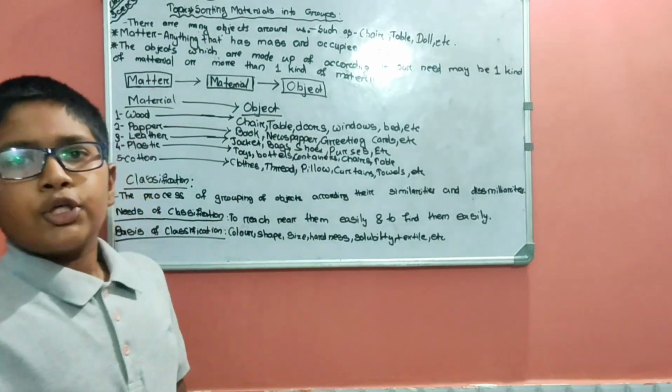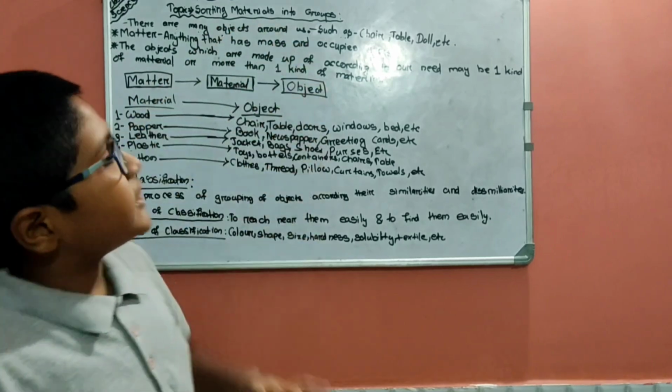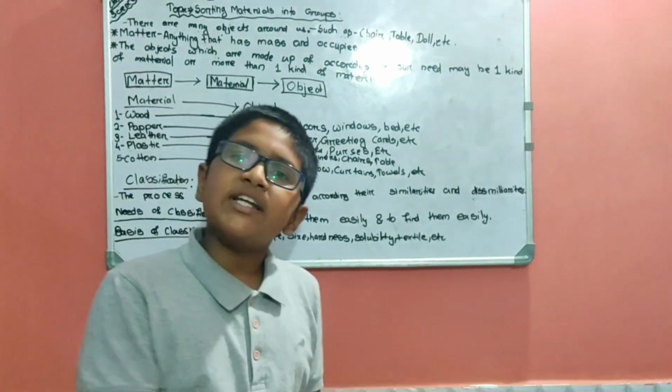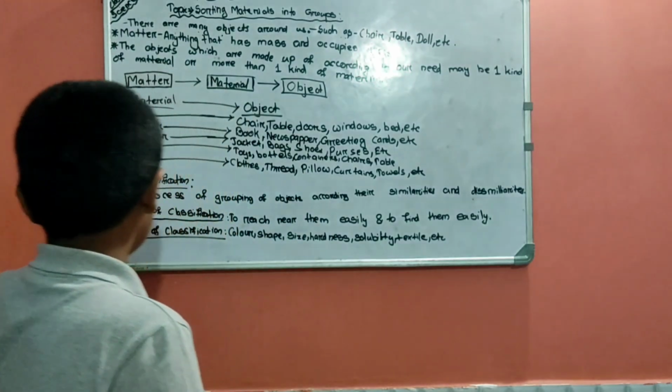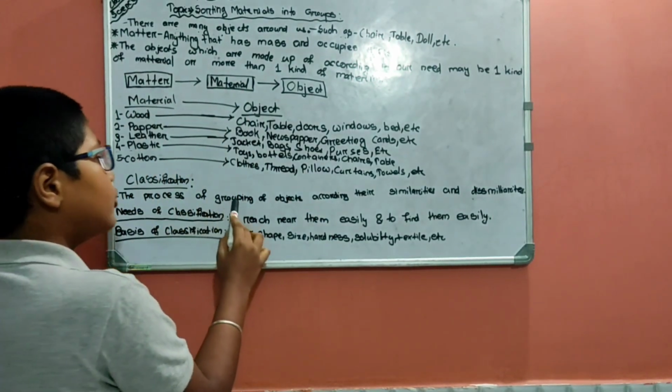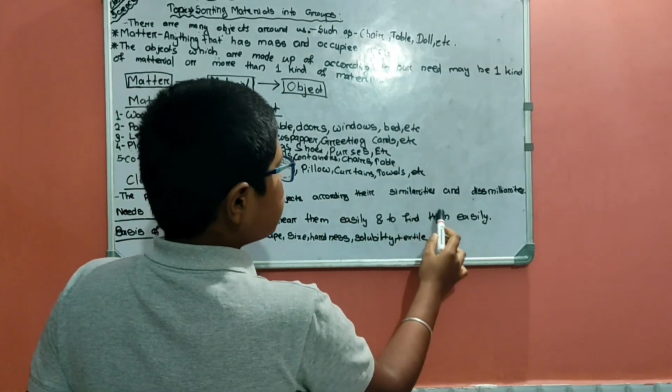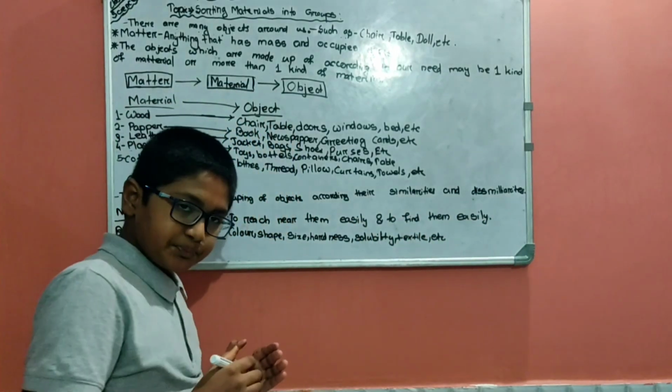Now you have learned the meaning of sorting materials into groups. Its other name is classification. What is classification? It is the process of grouping objects according to their similarities and dissimilarities.